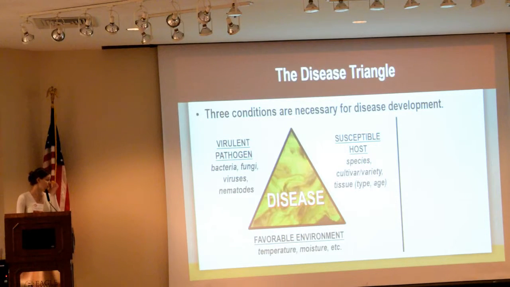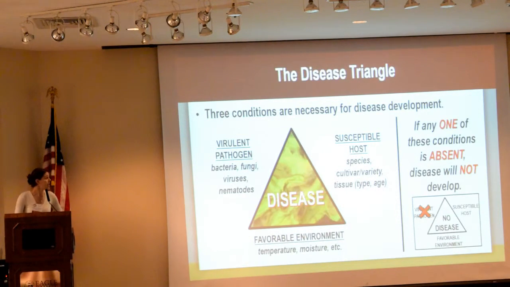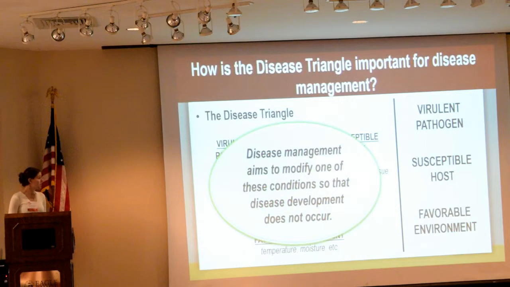And then favorable environment, as some of you mentioned, you have temperature. Moisture would also be included in that, and maybe nutrient availability. So, if any one of those conditions is absent, then disease will not develop. So what we're looking for with disease management is to try to modify one of those 3 conditions so that disease development does not occur.